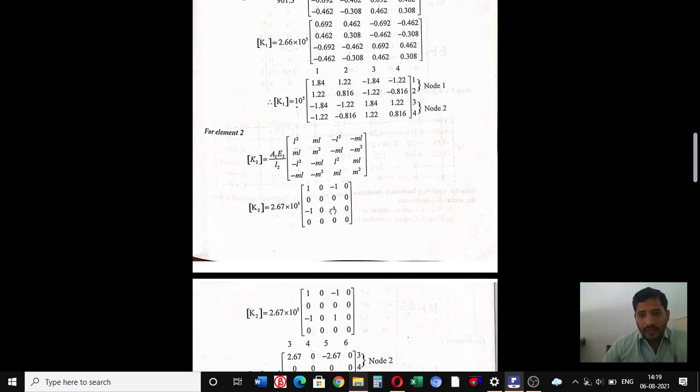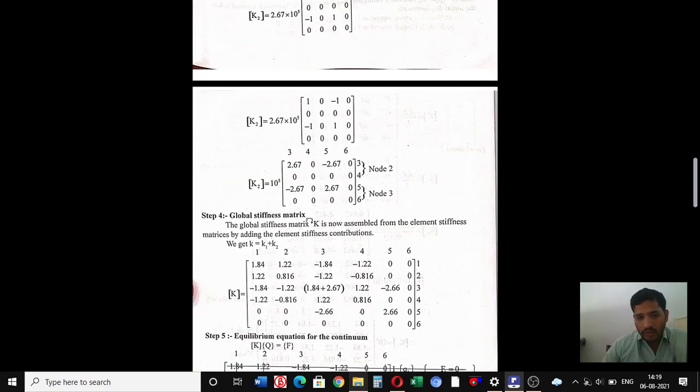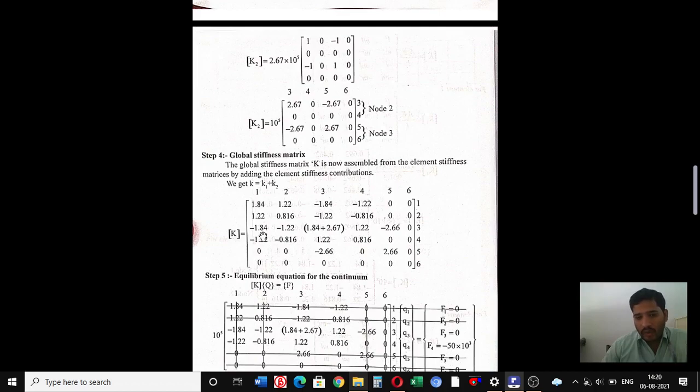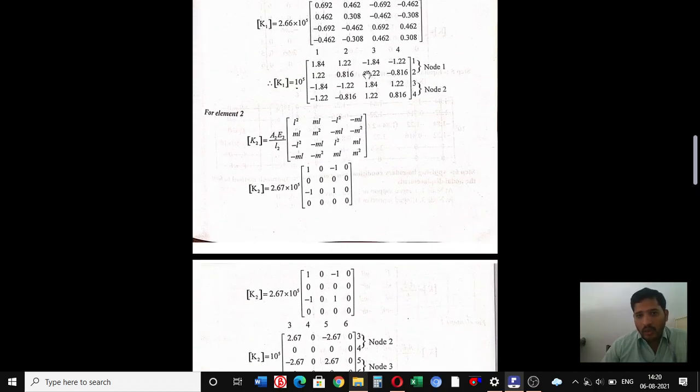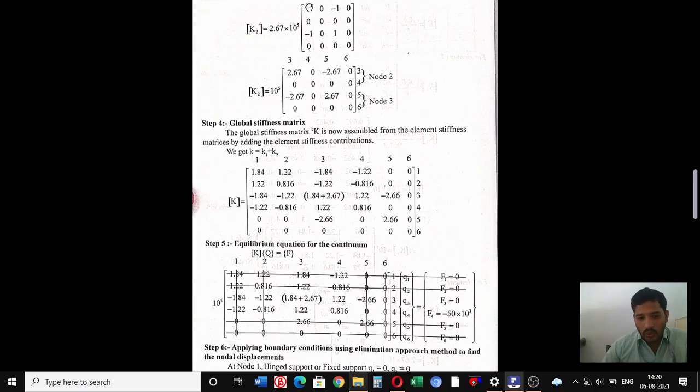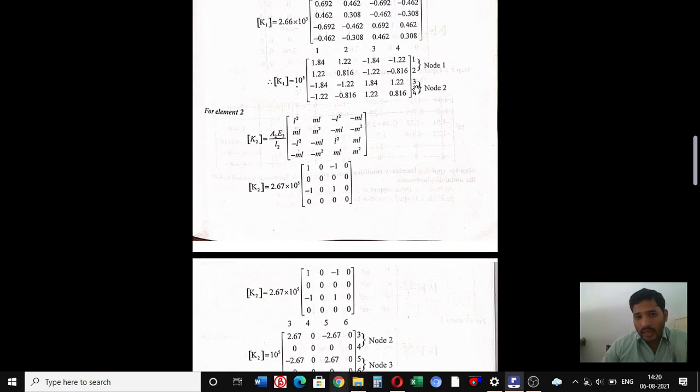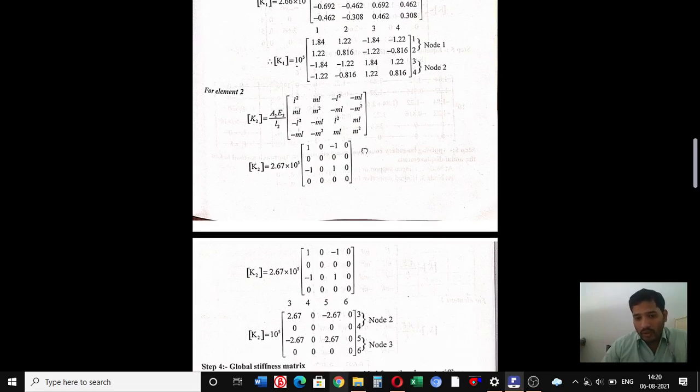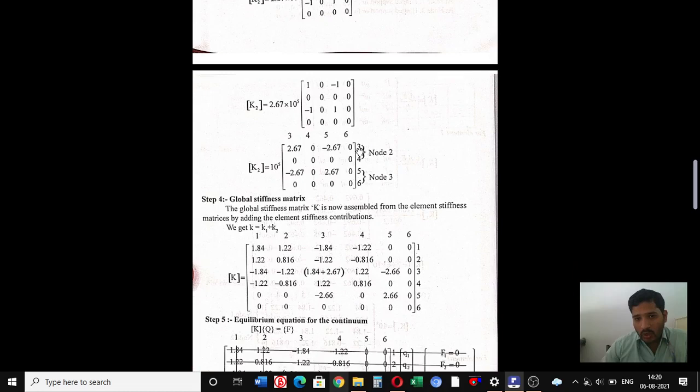let us see. Third node to the first node, how much do you get? Minus 1.84. Again, third node to the second node is minus 1.22. Okay, dear. Again, you have to check here. Third node to the third node, how much do you get? 1.84. Again, third node to the third node in the second matrix, how much do you get? 2.67. So 1.84 plus 2.67. Clear?